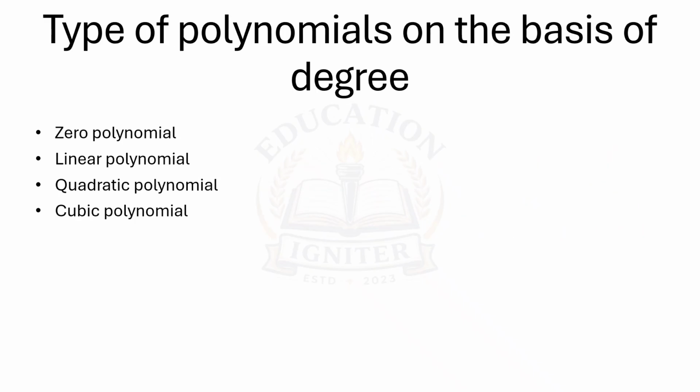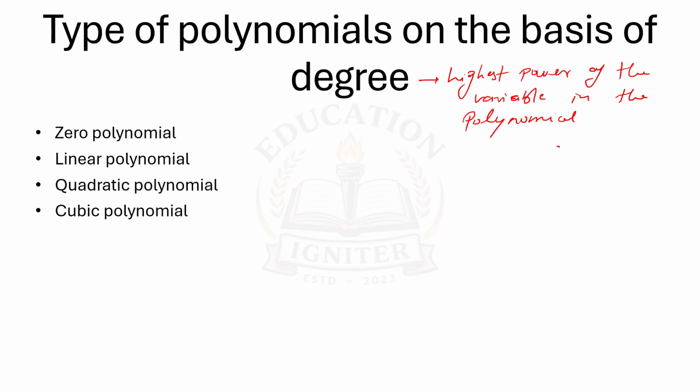Now, what is the type of polynomial on the basis of the degree? What does degree mean? It is the highest power of the variable in the polynomial. If I say x to the power 5 plus x to the power 4 plus 7, this is your polynomial. Here the degree of this polynomial will be 5, because the highest power is 5.